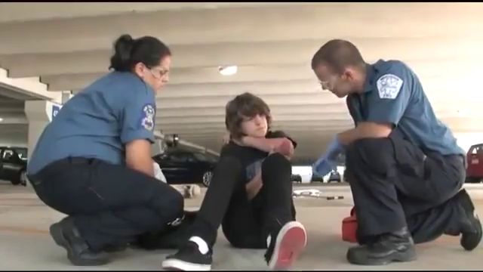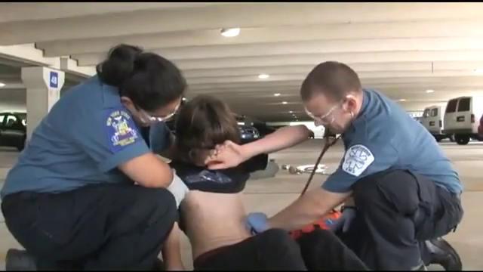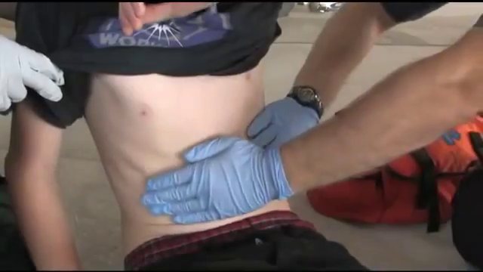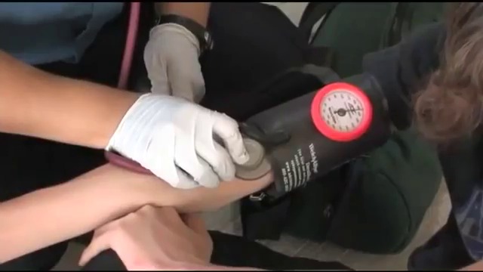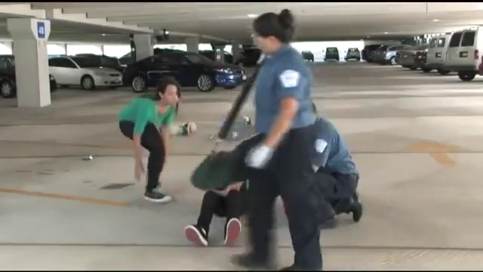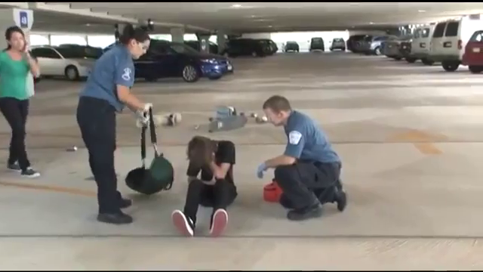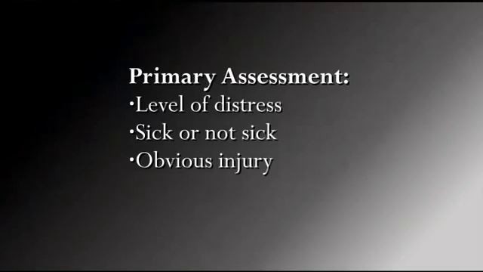Your primary assessment should be done the same way every time on every patient. The purpose of the primary is to find and correct life threats such as apnea or hemorrhage. Having a consistent approach to the primary assessment will ensure that you identify the most pressing, life-threatening issues with your patients every time. The primary assessment begins when you determine your general impression of the patient. This is often stated as a level of distress, such as mild, moderate, or severe, sick or not sick, or as an obvious injury, such as head trauma or a suspected leg fracture when deformity is readily apparent.